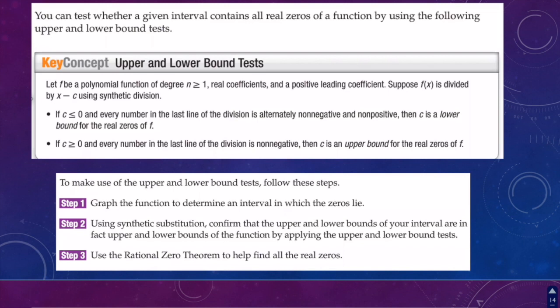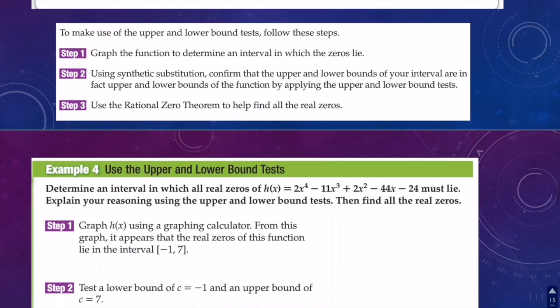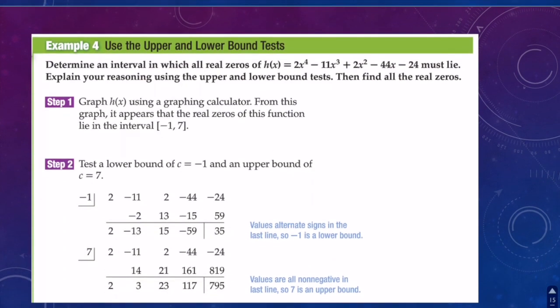So, to make use of the upper and lower bound tests, here are those steps. Step 1: Graph the function to determine an interval in which the zeros lie. Step 2: Using synthetic substitution, confirm that the upper and lower bounds of your interval are in fact upper and lower bounds of the function by applying the upper and lower bound tests. And then finally in step 3, use the rational zero theorem to help find all the real zeros. So let's take a look at this in example 4.